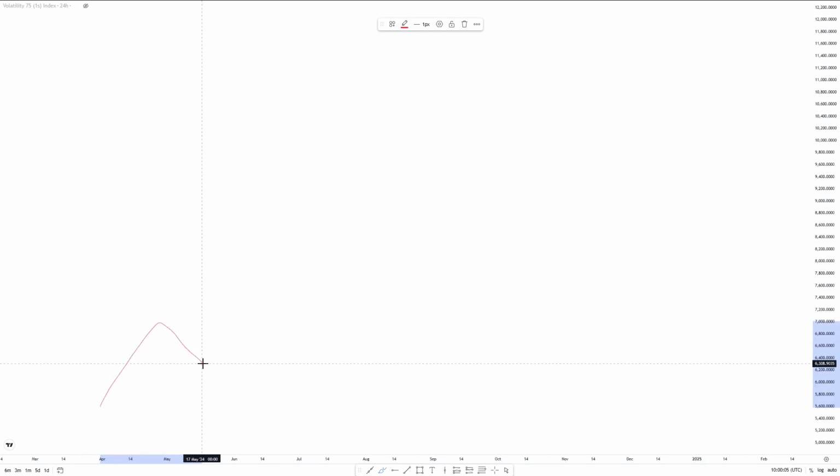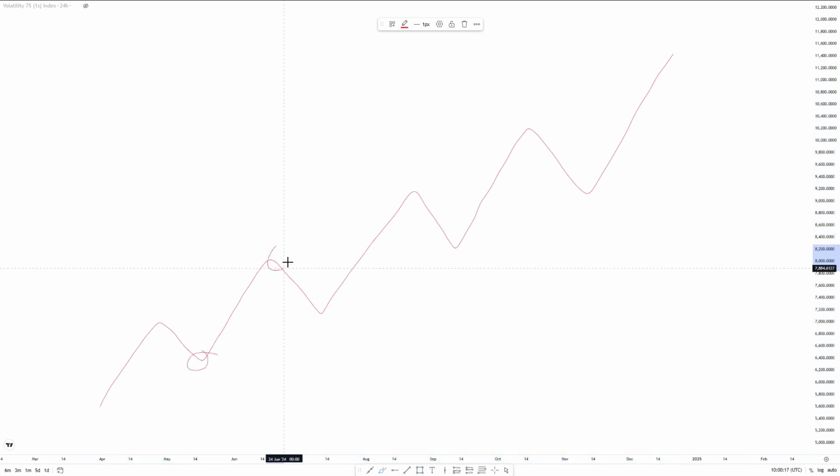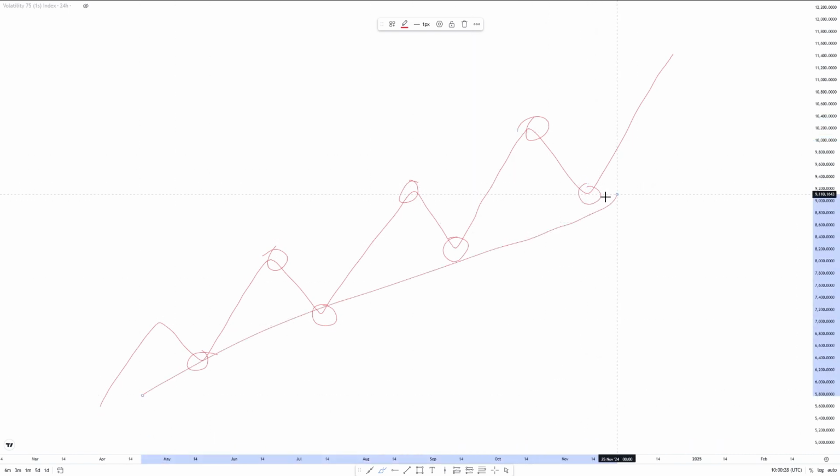We have heard of this ever since we knew the word Forex. And what is this? It's an uptrend. What makes it an uptrend? It's a series of higher highs and higher lows. Perfect. It's a series of higher highs and higher lows. Just that.